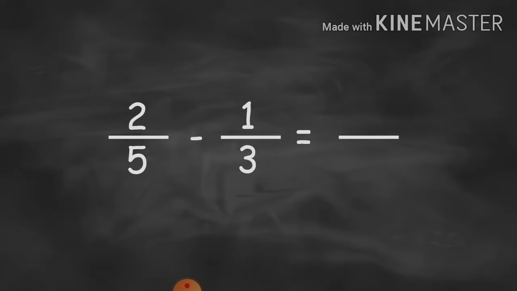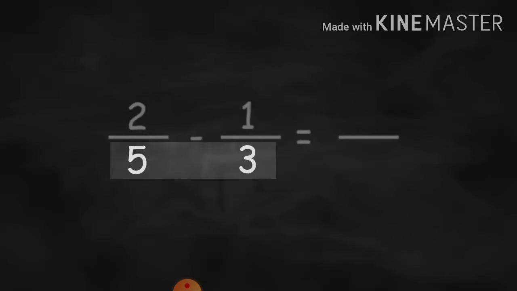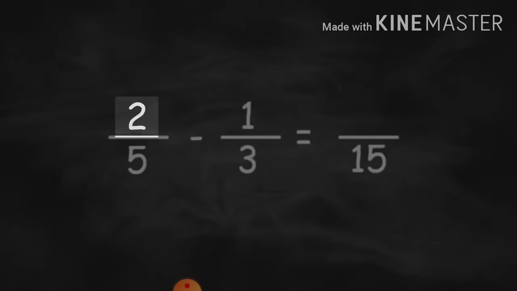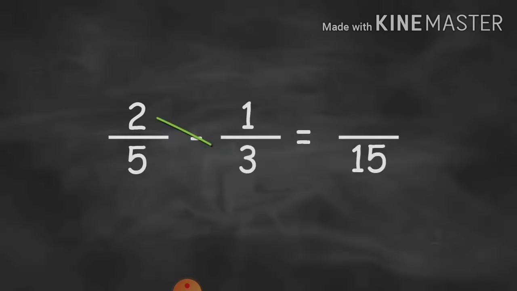So all we have to do here is multiply the bottom numbers. So in this case, we take 5 times 3 and we get 15. That's going to become our denominator of our answer. Then we start in the top left-hand corner and we multiply diagonally with the other denominator. So 2 times 3 gives us 6.